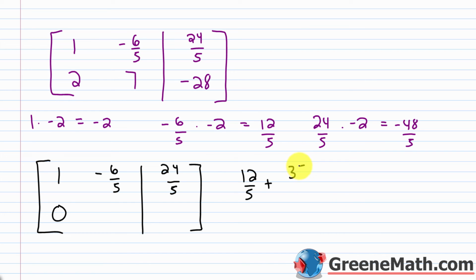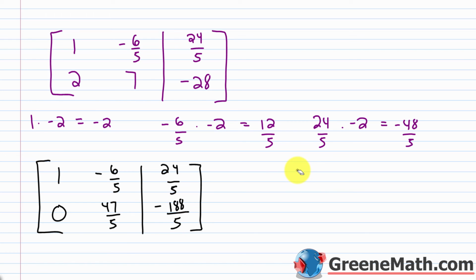I could write that as 35 fifths. 12 plus 35 is 47. And then the common denominator of 5 is what that's going to be over. So that's 47 fifths. And then if we think about the next result, you'd have negative 48 fifths plus negative 28. So negative 48 fifths plus negative 28 times 5 is negative 140. So I'd have negative 140 over 5. So if I add these two together, negative 48 plus negative 140, that will give me negative 188. So I'd have negative 188 over 5.